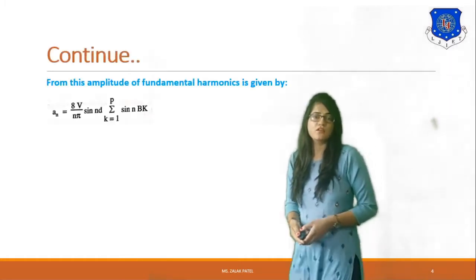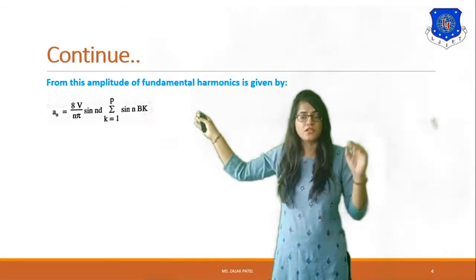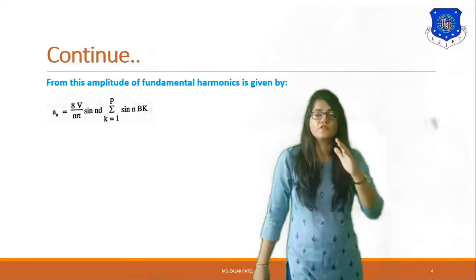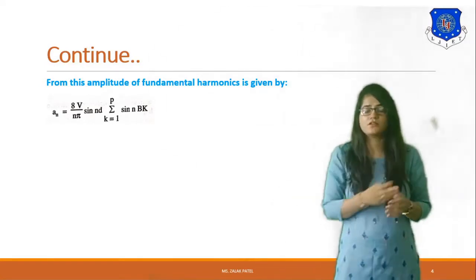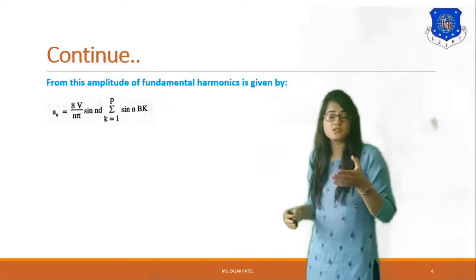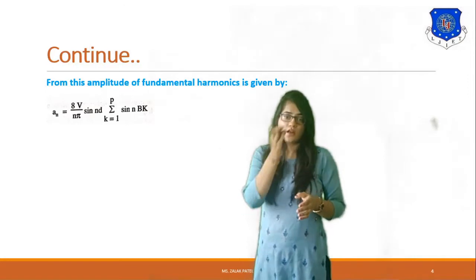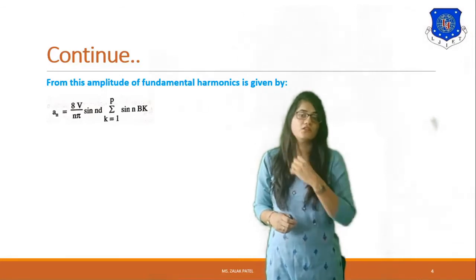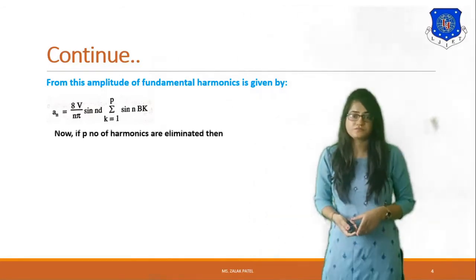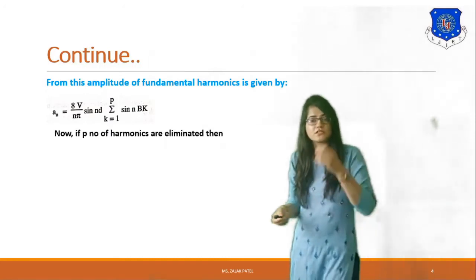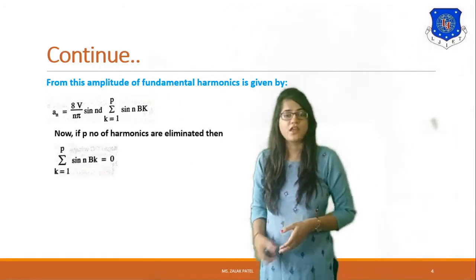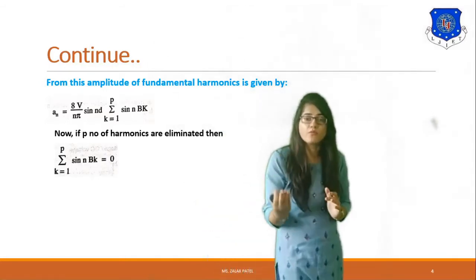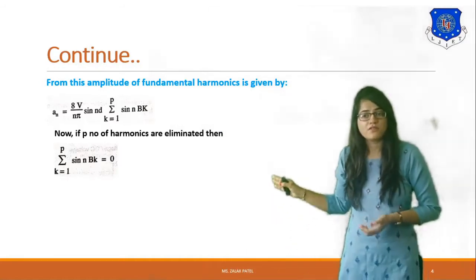So for this, we rewrite the last equation, that is 8b upon n pi. Sin n d is a constant term, so we put it above the summation term. So sigma is equal to k equal to 1 to p of sin n bk. Now, if p number of harmonics are eliminated, then this equation can be compared with 0. Why do we compare with 0? Because we want the p number of harmonics to be eliminated, and that's why we compare it with 0.